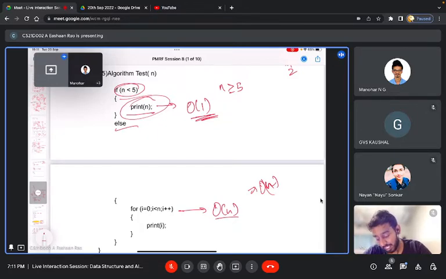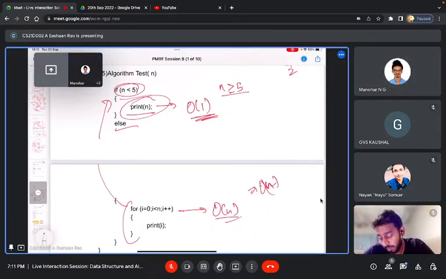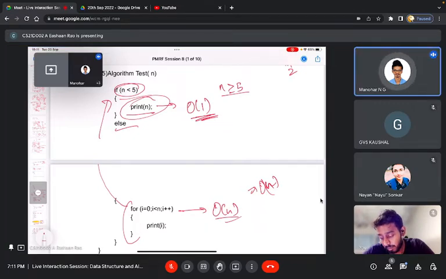For example, in the else statement we have another for loop. So for example, instead of this, if I remove the print here and put this for loop in this if condition, then it will be order of n, because n is greater than 5, which will be true in almost all the cases. So the if-else condition's time complexity will be the worst case, or the highest order of whichever is there.